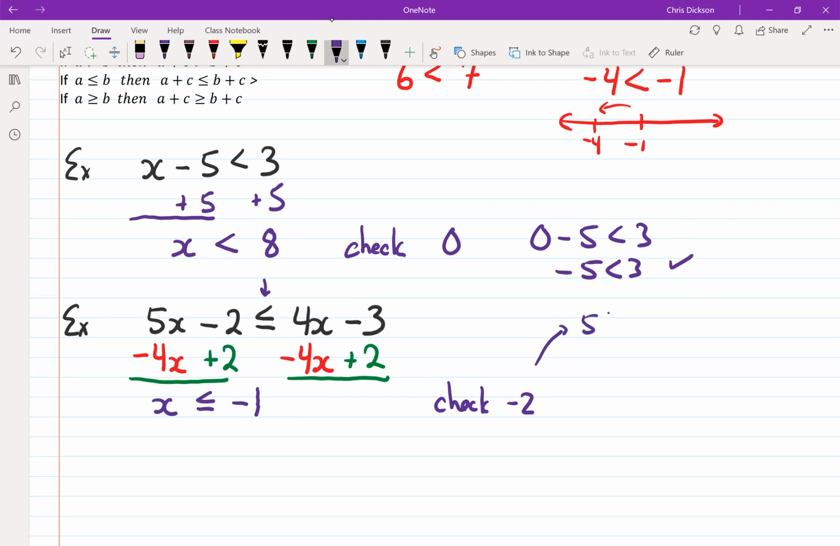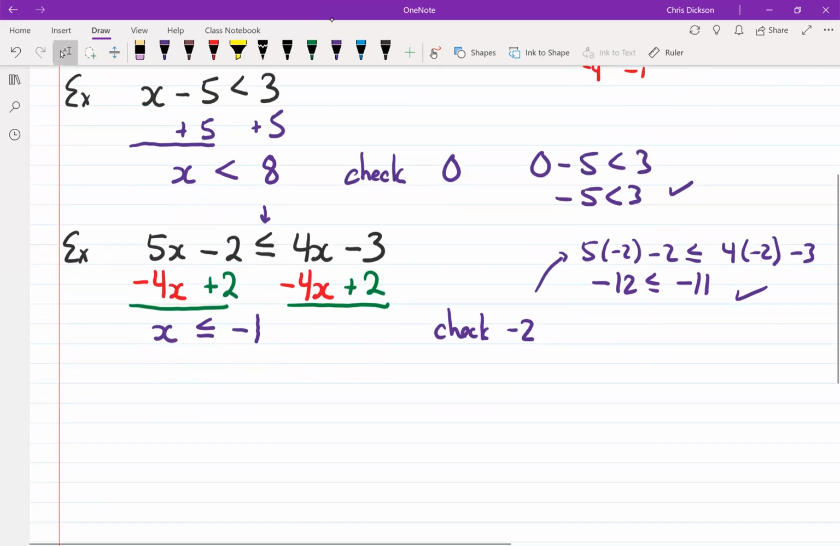So I have 5 times -2 minus 2 is supposed to be less than or equal to 4 times -2 minus 3. So I would get -10 minus 2 is -12. Is that less than or equal to -8 minus 3? That would be -11. And so -12 is actually less than -11. So that's true. And of course, any number that's less than -1 should have worked.